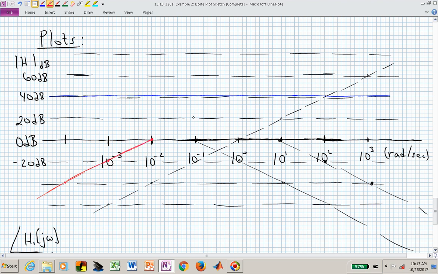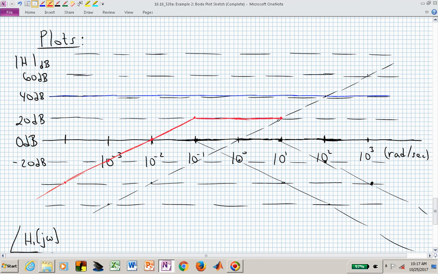Nothing changes until we reach this point, and at this point, or at point 1, we have a pole kicking in. That pole is sloping down the same amount as the 0 at the origin was sloping up, and so now we have a net slope of 0 until we hit another pole or 0 break. And that's not going to occur until 100. So now I can connect those dots.